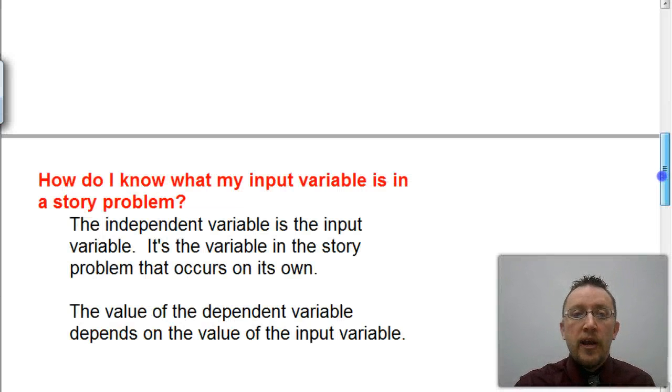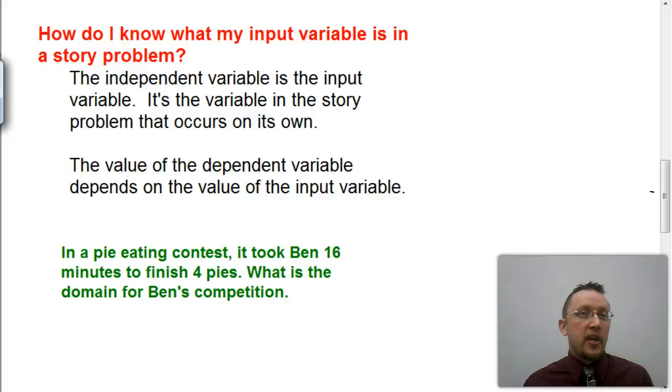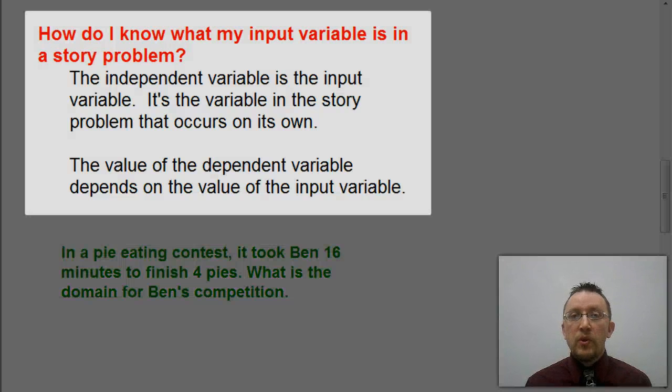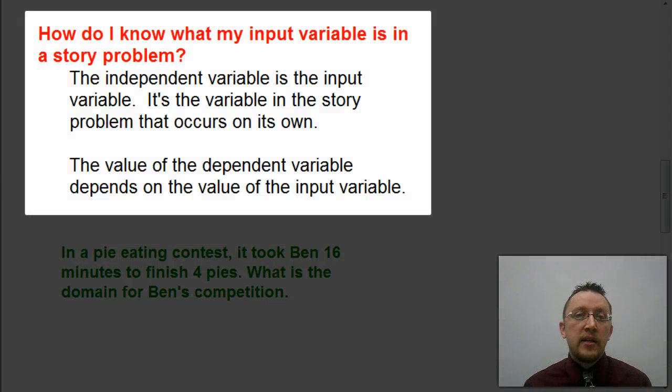So let's look more at, if we're looking at a story problem, how do we know what our independent variable is going to be? Well, the independent variable is, like I said, the input variable. It's going to be the variable in the story problem that occurs on its own. It doesn't depend on anything. It's completely independent. Makes sense then to call it the independent variable. So the value of the dependent variable depends on the value of the input variable.